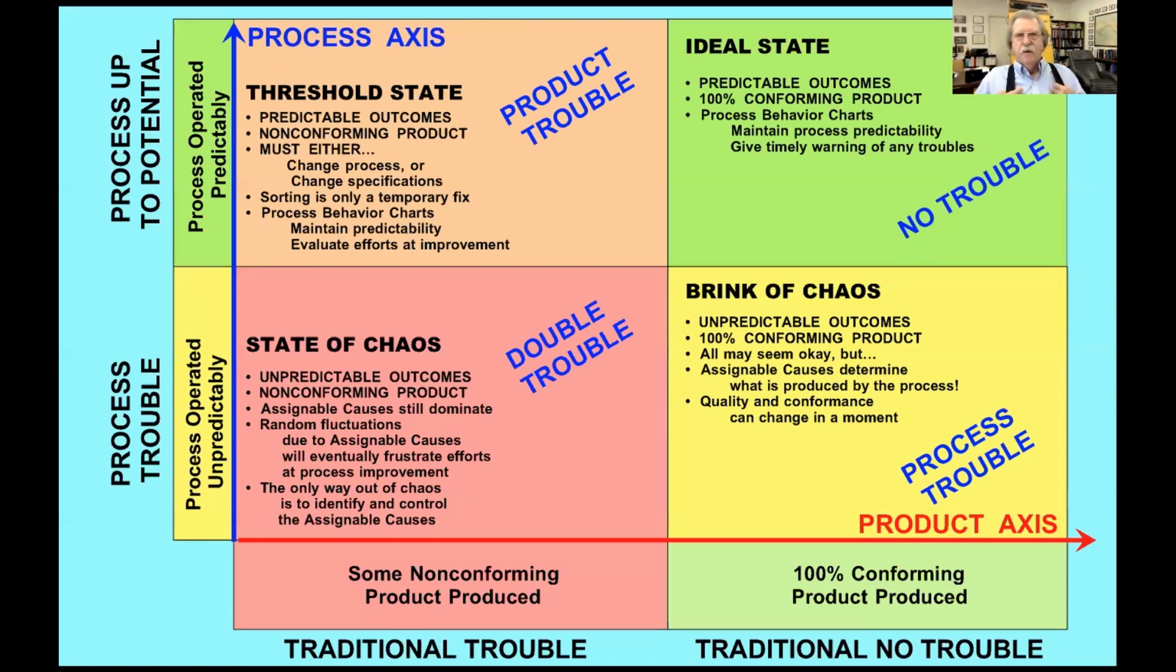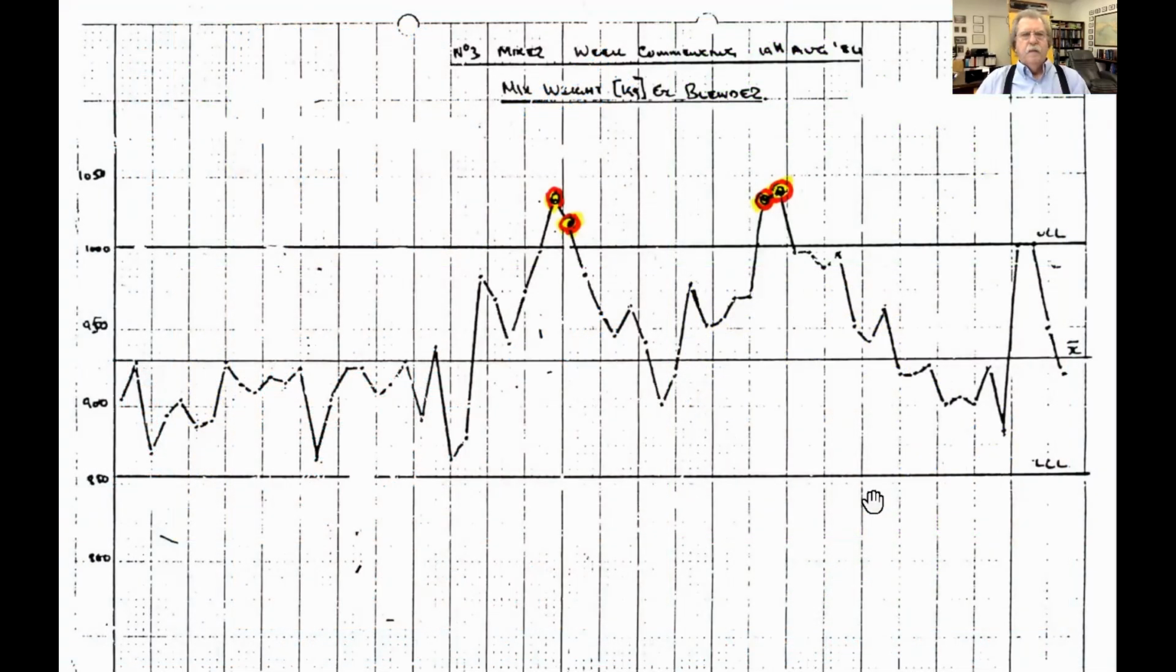And that's double trouble. You got an unpredictable process and you got non-conforming product, and everybody knows they're in trouble when they're here. What are you going to do about it? Assignable causes will dominate. Random fluctuations due to assignable causes will eventually frustrate your efforts at process improvement. The only way out, of course, is to identify and control the assignable causes.